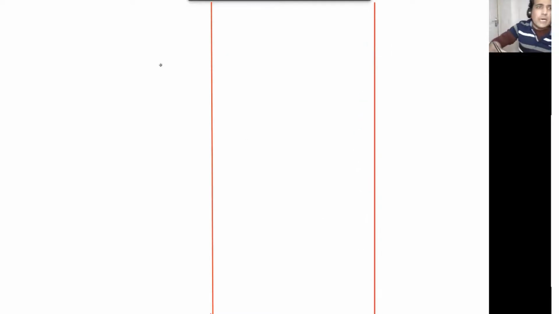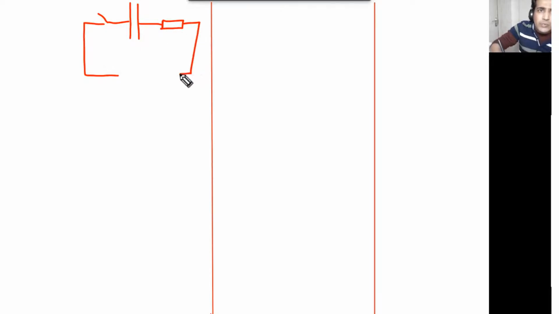Okay, here please. First of all, for a capacitor, there are a few things you have to be very clear about. If we have two plates, let's say we have these two plates and one switch here, and we also have one resistor here. I attach one resistor and now we connect this with a battery.